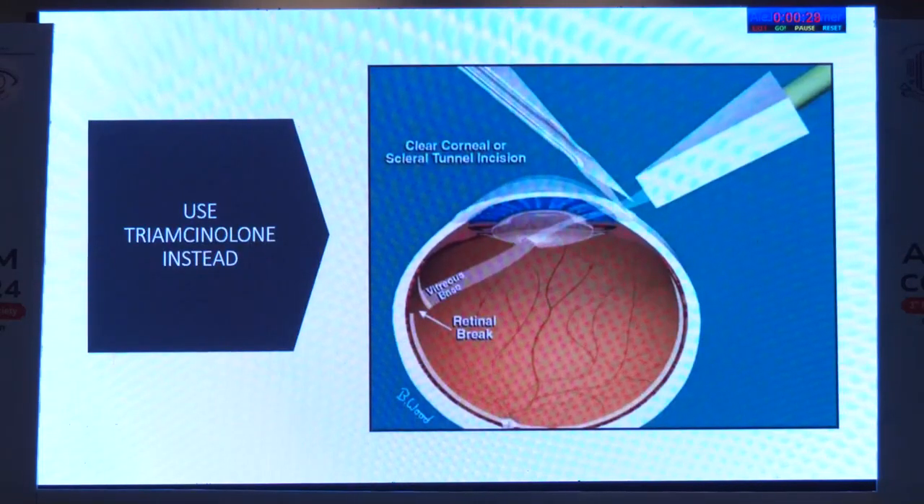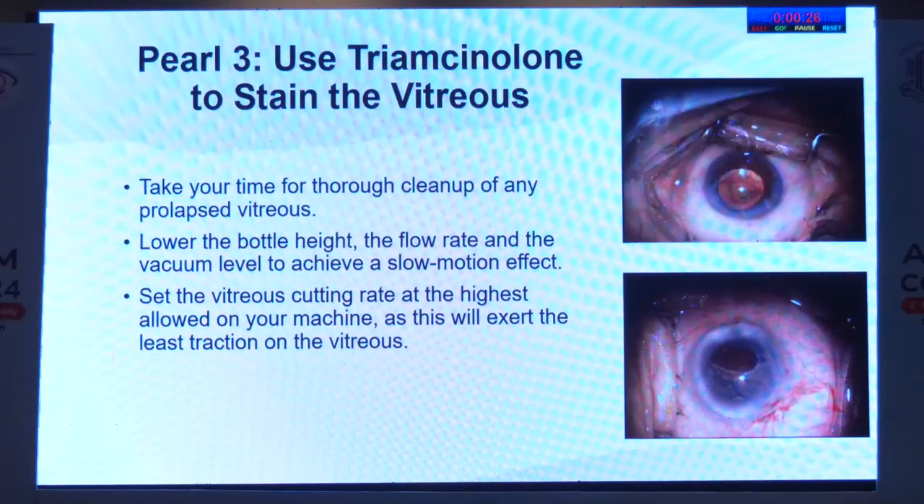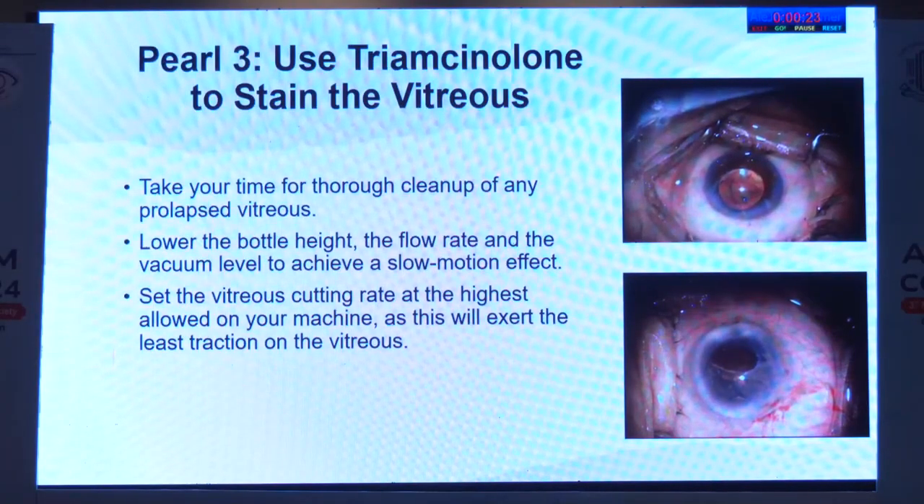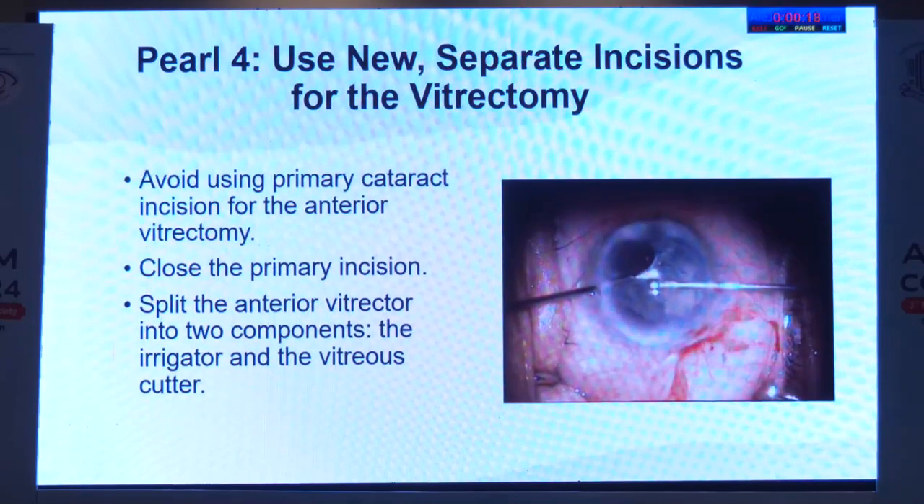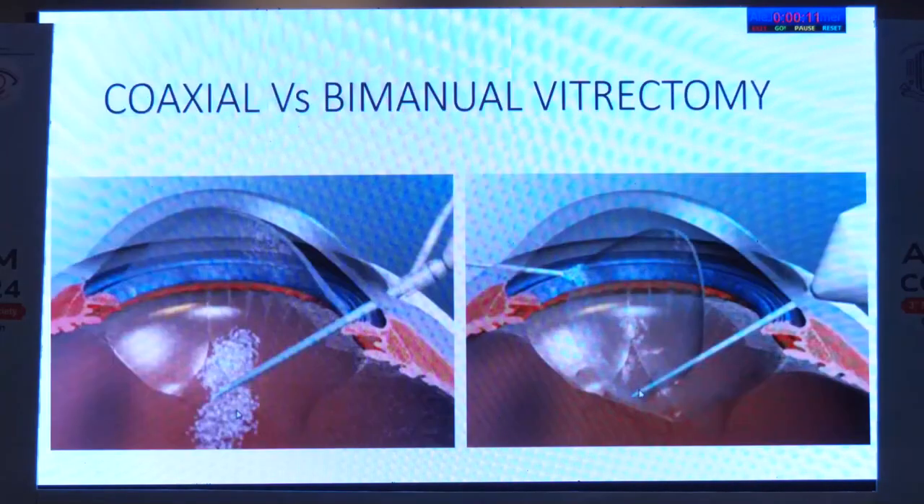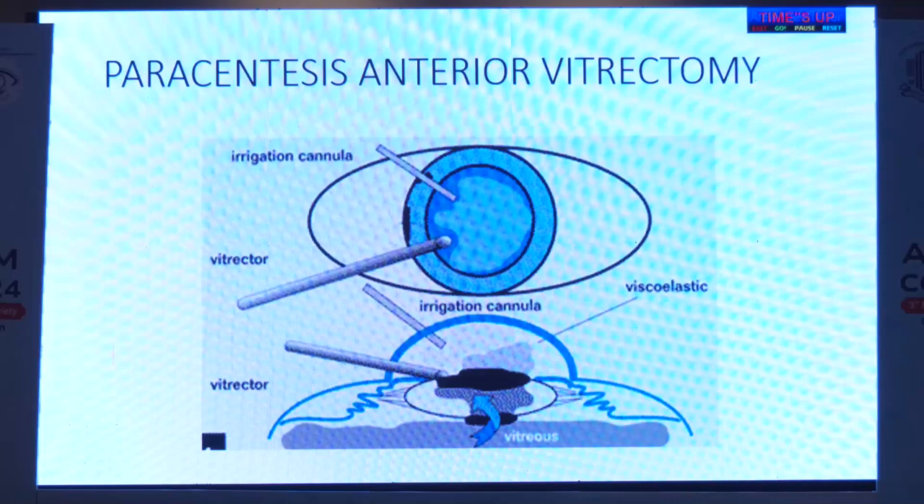If you are in doubt about vitreous loss, then triamcinolone is the best option. You need to stain it with triamcinolone, because it is easily available and it helps in easier detection of your vitreous. Make separate incisions for your vitrectomy, and close your main port when you are doing the vitrectomy. As regards whether you go for coaxial or bimanual, I prefer bimanual, because here you have the irrigation above and you are doing the vitrectomy where you have the PCR. But when you're doing it with coaxial, you are hydrating the vitreous. So my preference is bimanual.